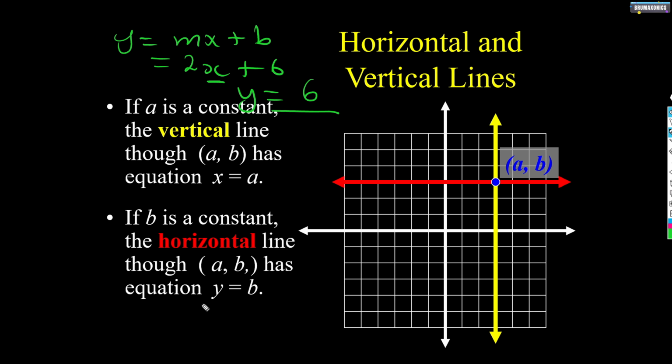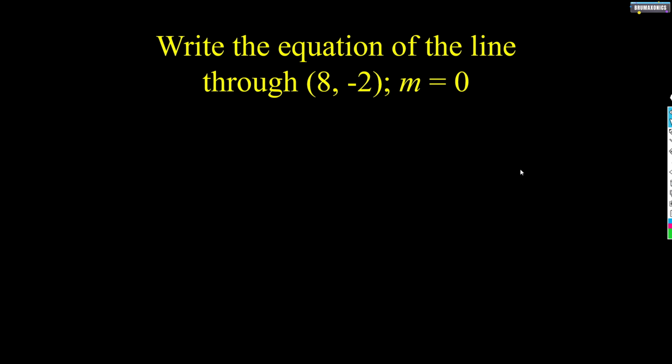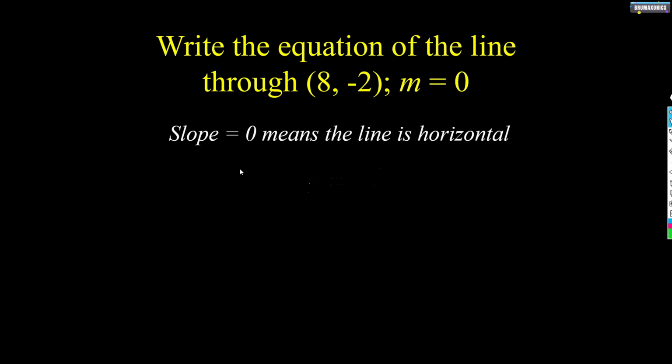Meaning that now y is equal to b, as given. So that would definitely be something that you should understand when it comes to horizontal lines, vertical lines, or maybe linear equations, right? So if we check here, write the equation of a line through these values here. And with that, it means that the slope is 0, and the line is horizontal. So y is equal to -2. There's nothing else that you can actually do here.